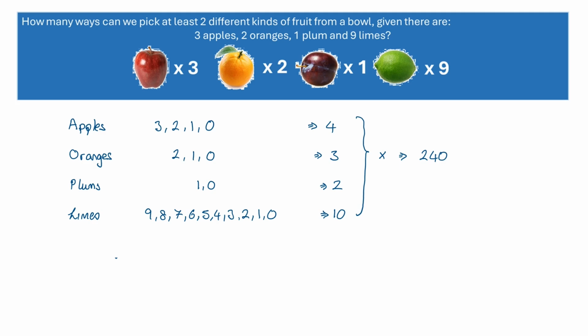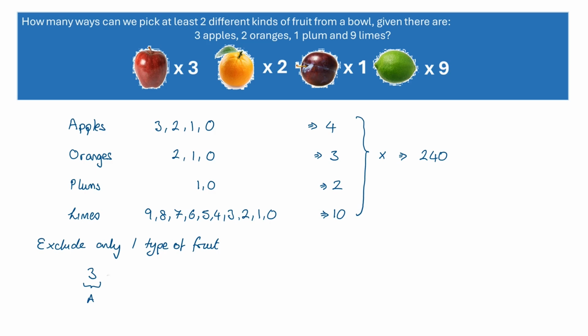So given I've got the 240, that's too many, because that includes the situation where I only pick 1 type of fruit. So now I need to exclude the case where I pick just 1 type of fruit and also the case where I pick 0 fruit. So let's think about apples. Well, with apples, there are 3 ways of picking an apple only. So that's picking 3 apples, picking 2 apples, or picking 1 apple.